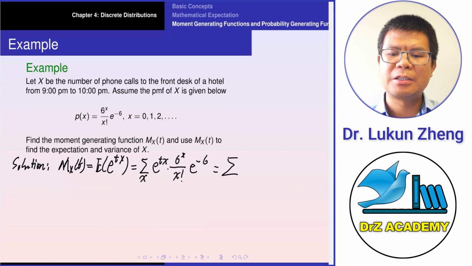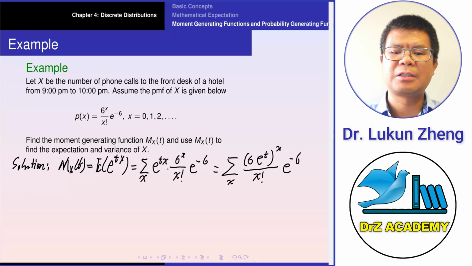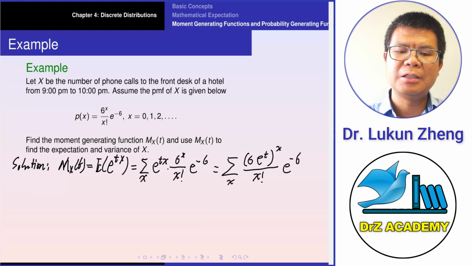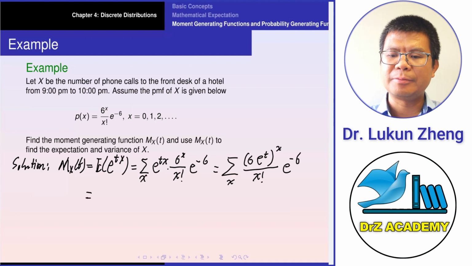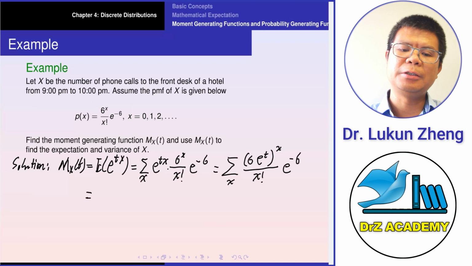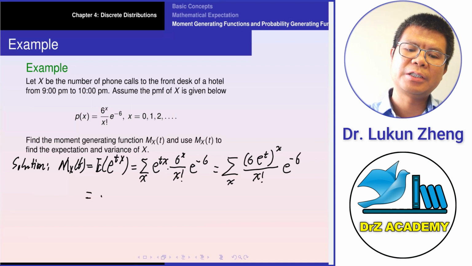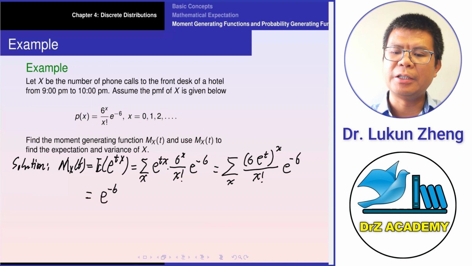Summation over x of e to the negative 6, and I'm going to put this one as 6 e to the power t raised to the power x, over x factorial. So what does this equal to? You can see that e to the power negative 6 is a constant, so you can take it to the front.